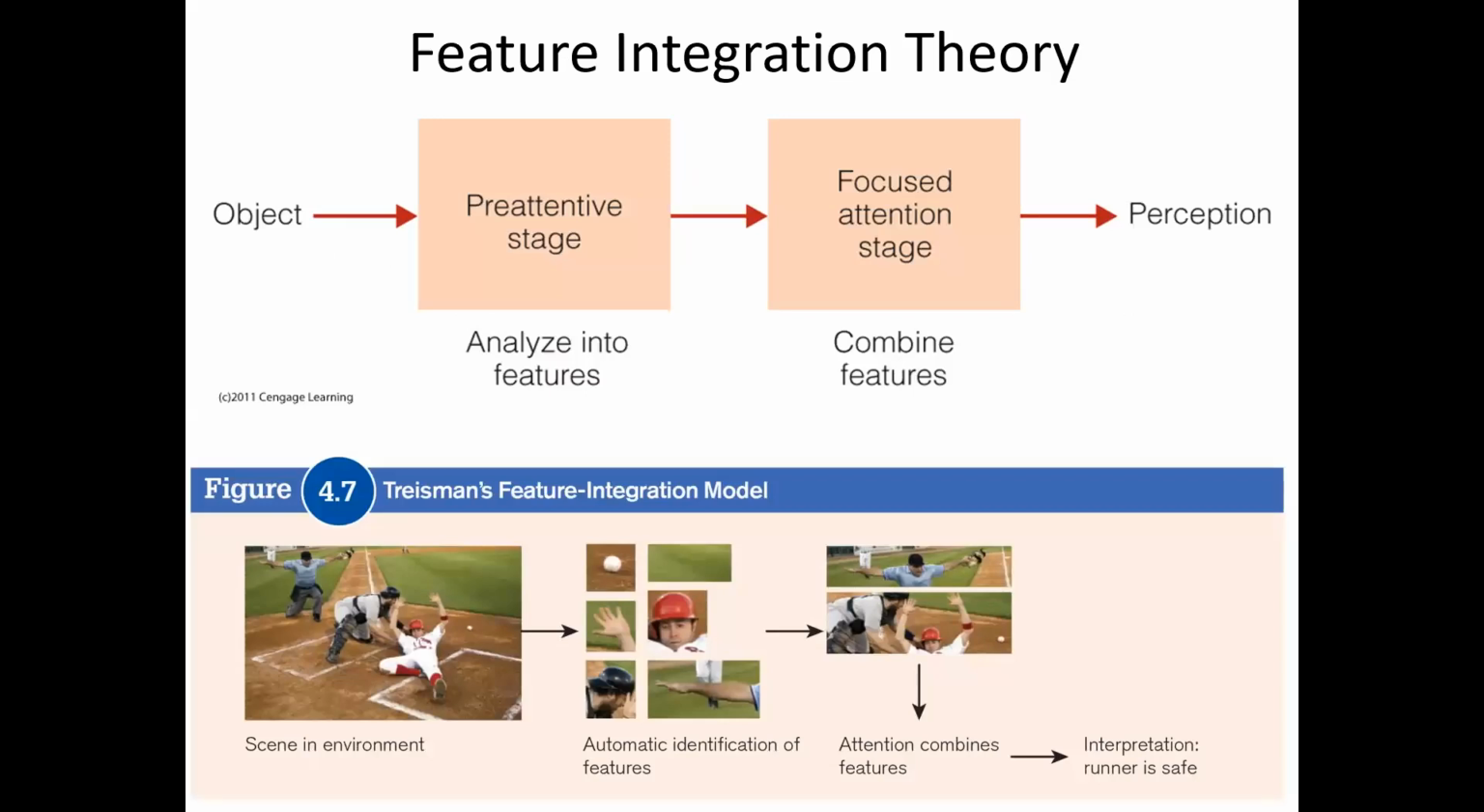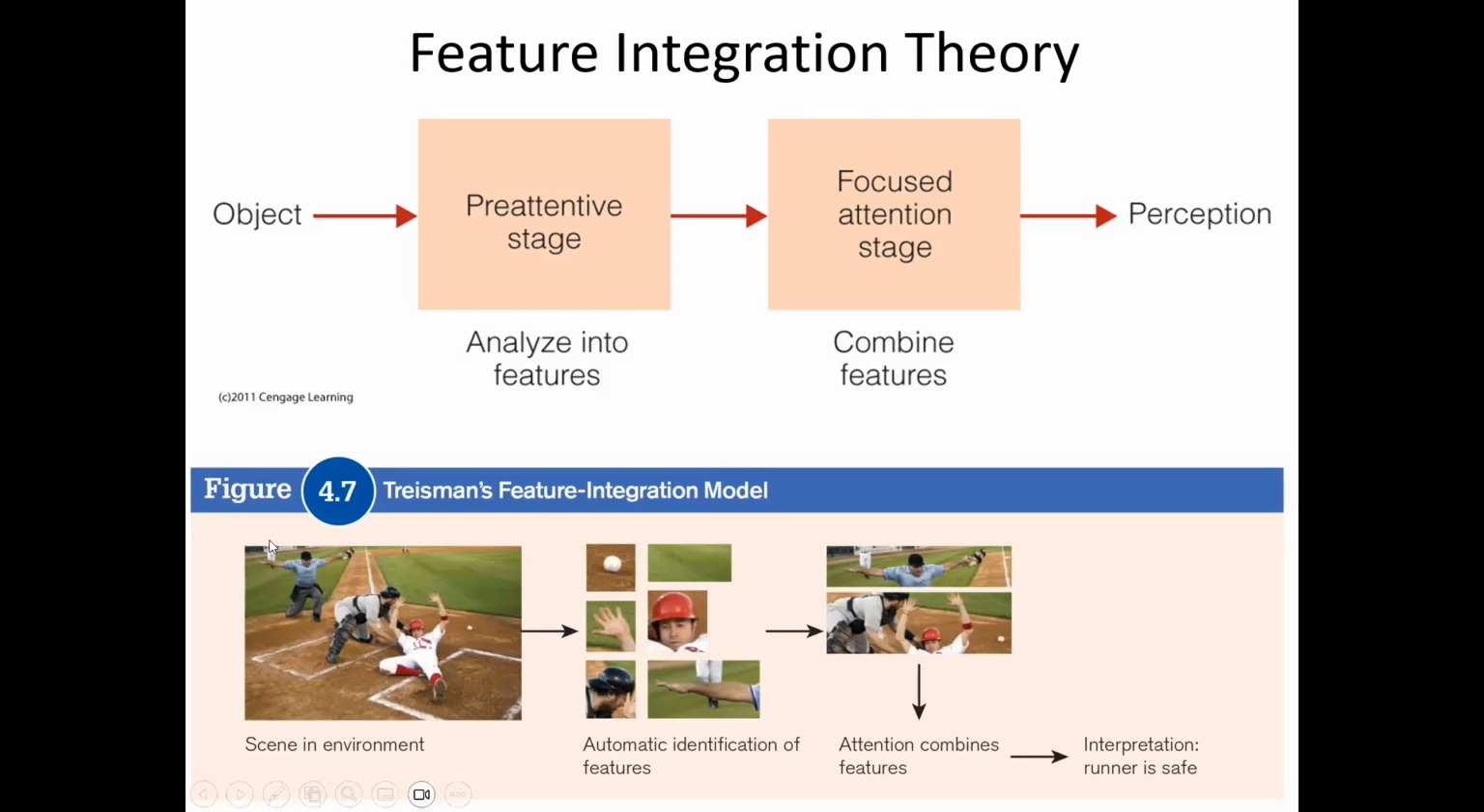So this is the feature integration theory. You start with an object, and then you get into the pre-attentive stage, which is automatic. There's no effort or attention here. This is pre-attentive, and you're unaware of your processes, and the object is analyzed into features. So the objects are analyzed into features in the pre-attentive stage, and then the features are combined later with the aid of attention. So then in the focused attention stage, attention plays a key role and the features are combined. And then that moves on into perception.